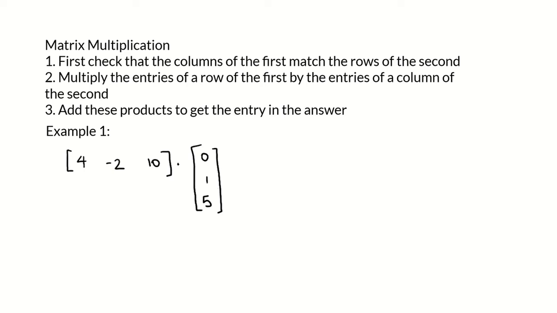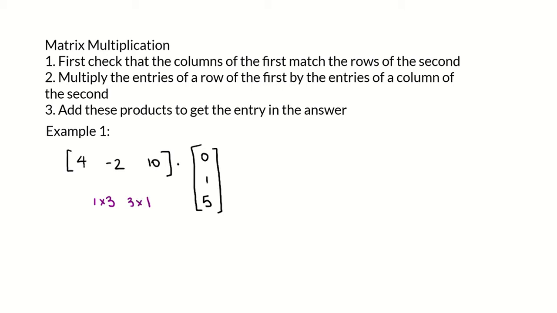In order to multiply matrices, we first want to check that we can actually do the matrix multiplication. That means we check the dimensions. So this first matrix in example 1 has dimensions 1 by 3, 1 row and 3 columns, and the second matrix has dimensions 3 by 1, 3 rows and 1 column.